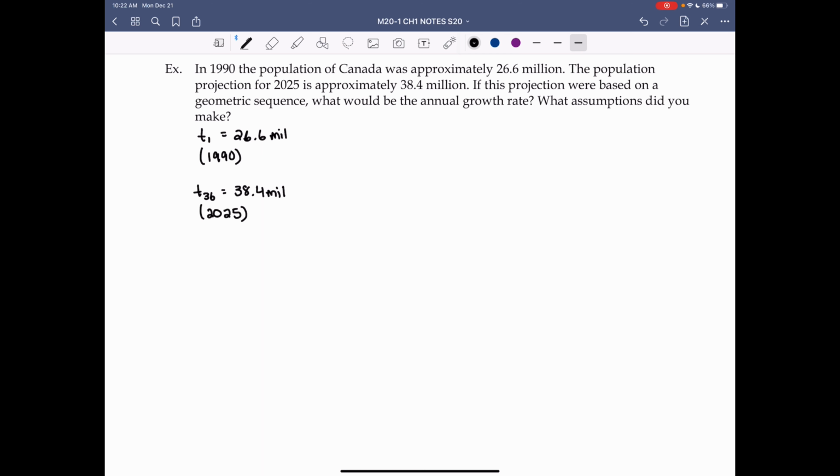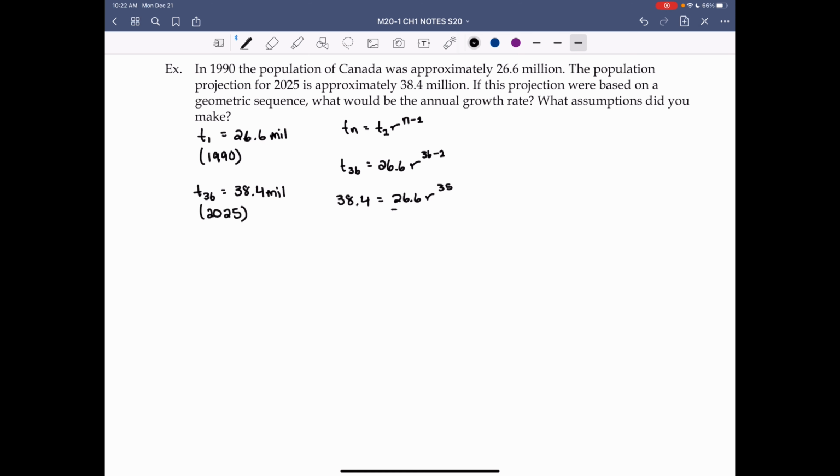Then we're going to use our general term formula, Tn equals T1 times r to the power of n minus 1. And we're going to do term 36, which is T1, which is 26.6, times the r value, which we don't know, to the power of 36 minus 1. But we know what the value of T36 is. It is 38.4 million, so that equals 26.6 times r to the power of 35.